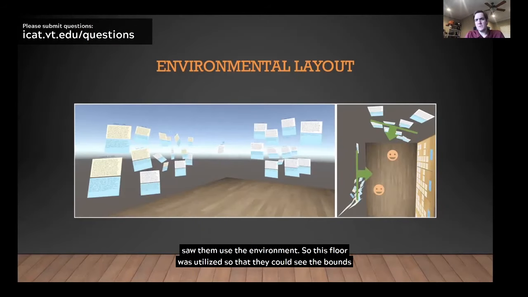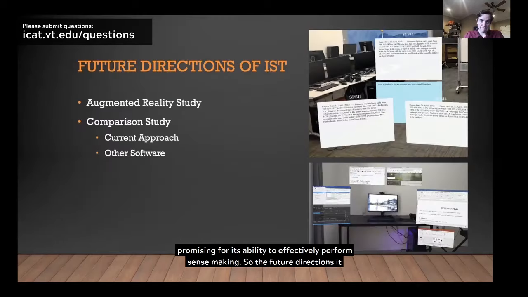And we also saw them use the environment. This floor was utilized so that they could see the bounds of the tracked area and where to travel easily. But they would also use these environmental cues or landmarks in order to sort their documents, which leads to some interesting questions in how they would use the environment in augmented reality. We also found that users were able to understand the data and identify concepts and themes across documents, which is very promising for its ability to effectively perform sense making.